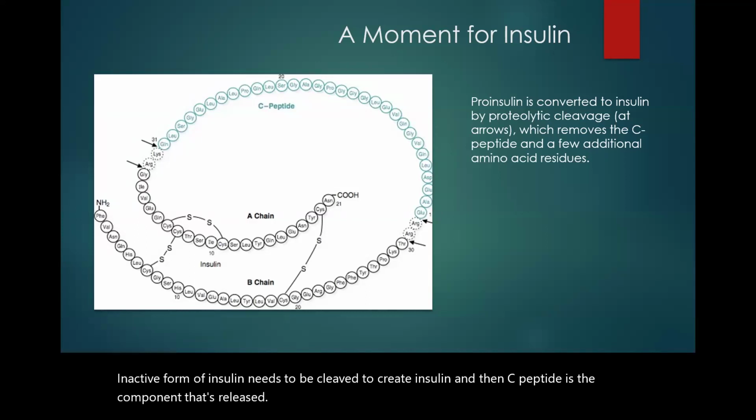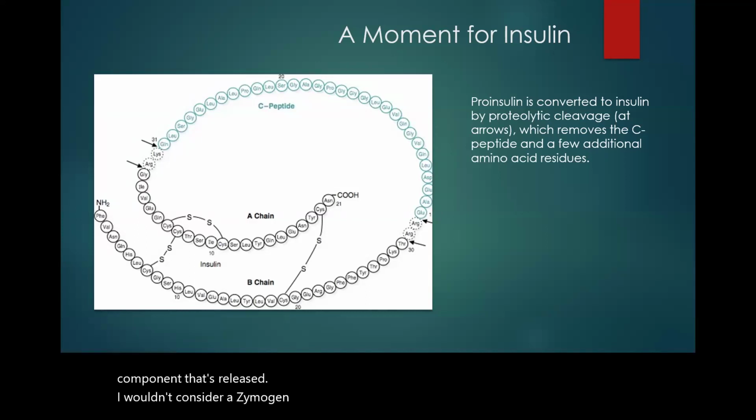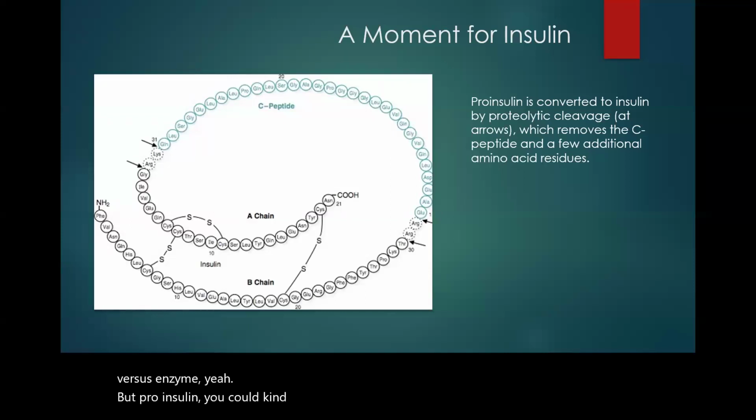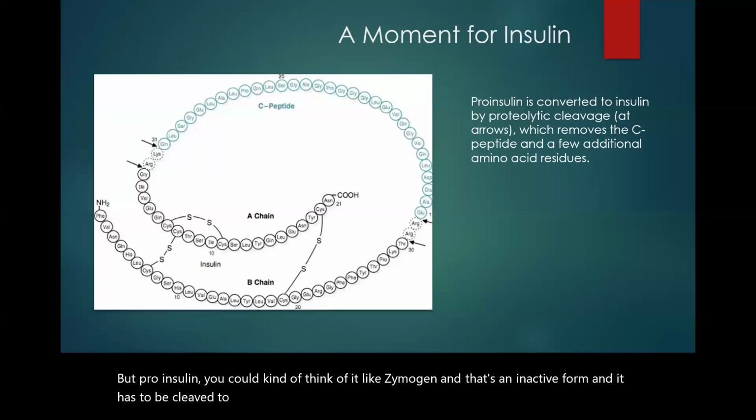I wouldn't consider it a zymogen because it's a hormone. Zymogen is typically an inactive form of an enzyme, and I would put insulin more in a class of hormone versus enzyme. But proinsulin, you could kind of think of it like a zymogen, an inactive form that has to be cleaved to actually be able to bind to its receptor.